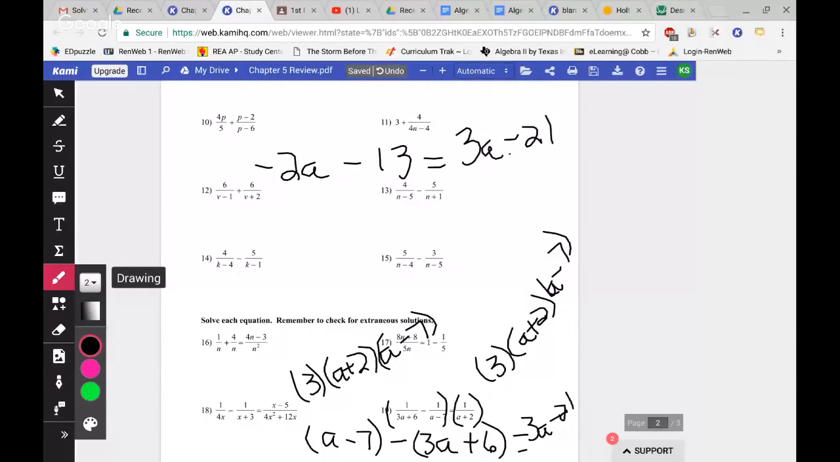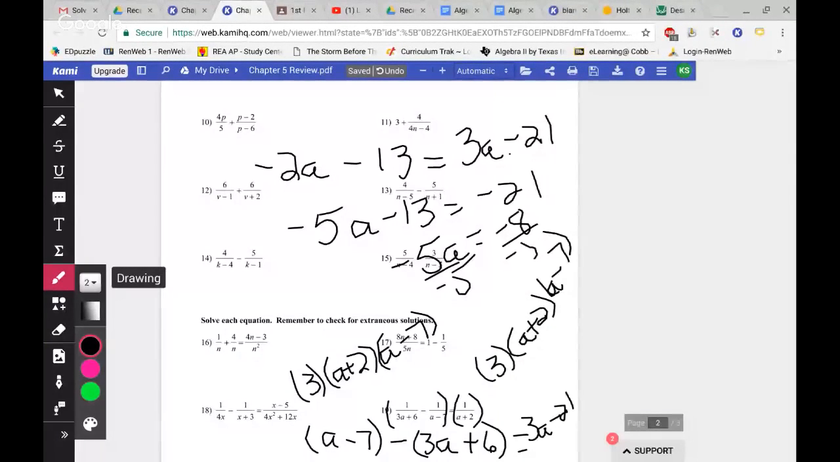And now I'm going to get my variables on one side of the equal sign. So I'm going to subtract 3a from both sides, and that's going to give me a negative 5a minus 13 equals negative 21. And I'm going to add 13 to both sides, and that's going to give me a negative 8. Then I'll divide both sides by negative 5. And that gives me a equals 8 over 5.